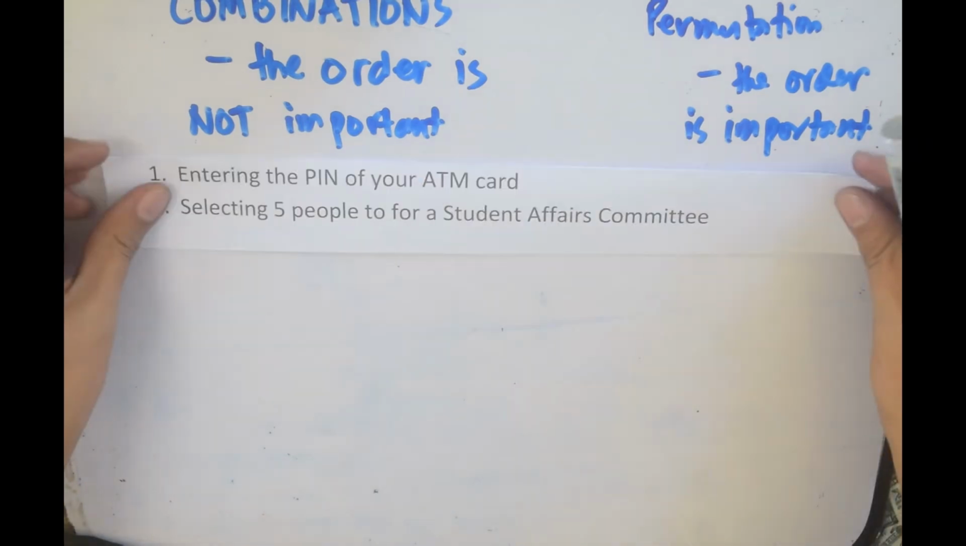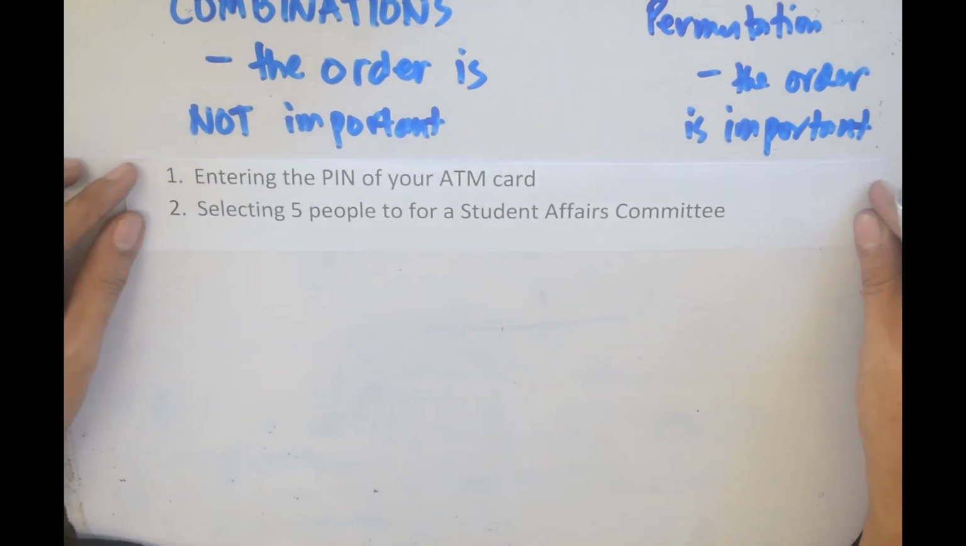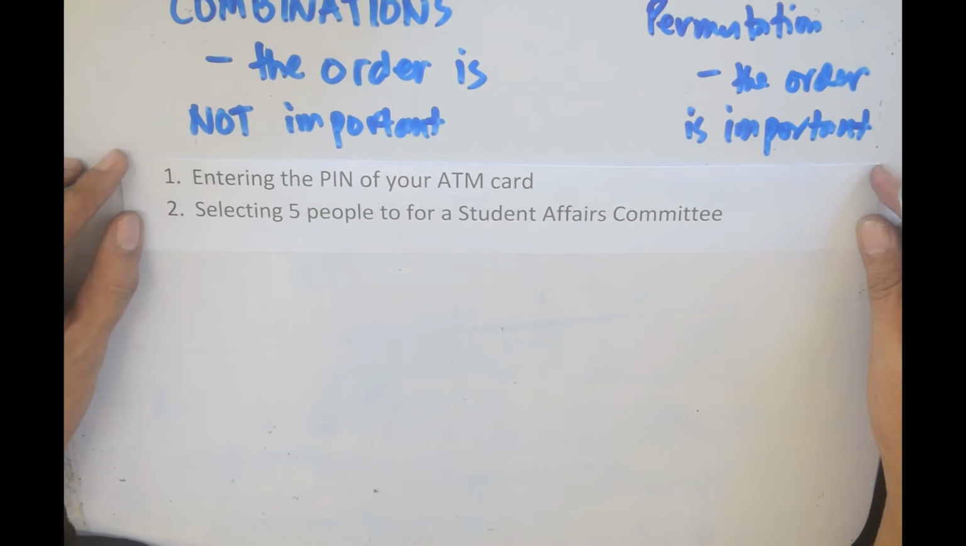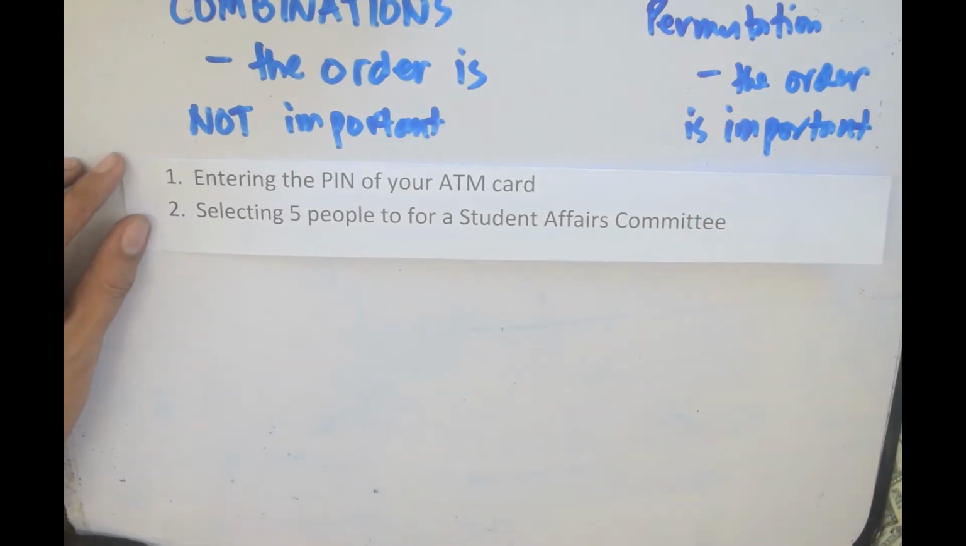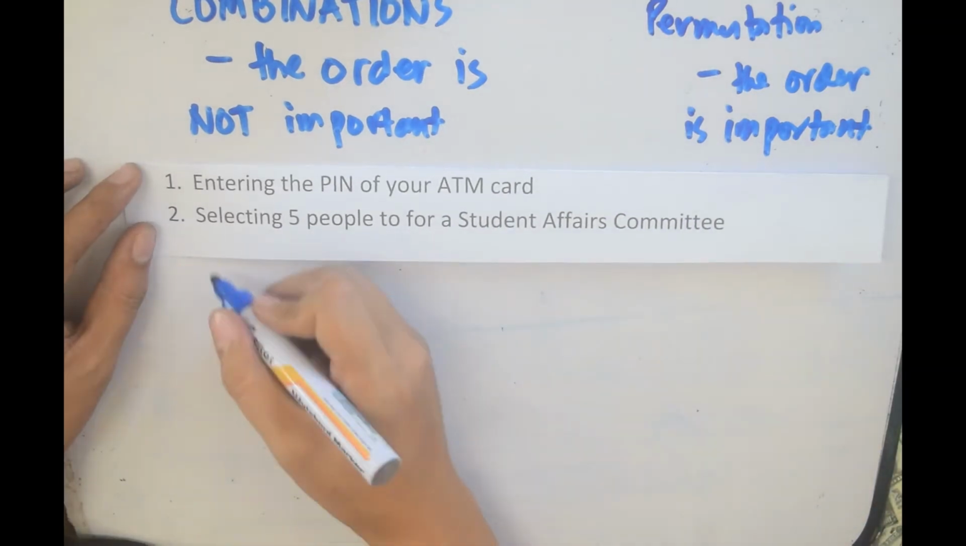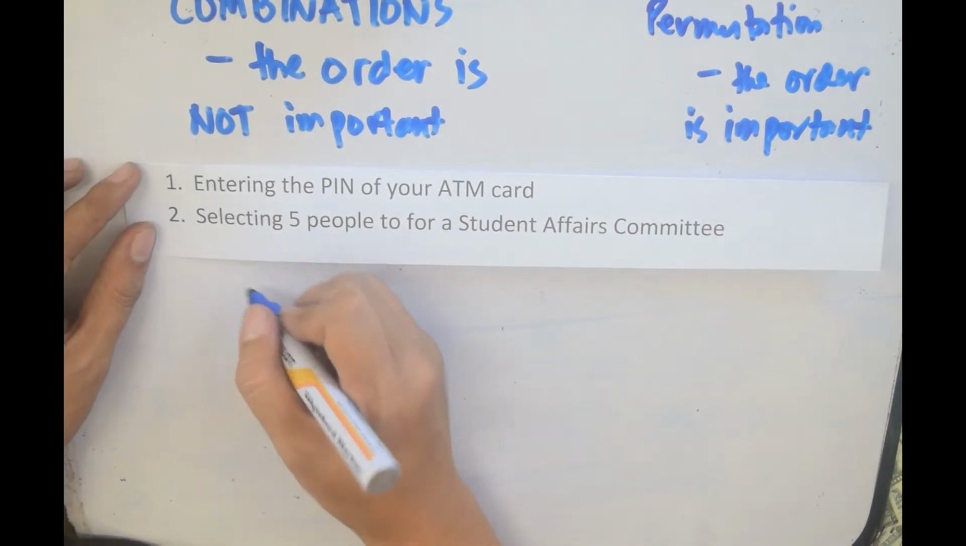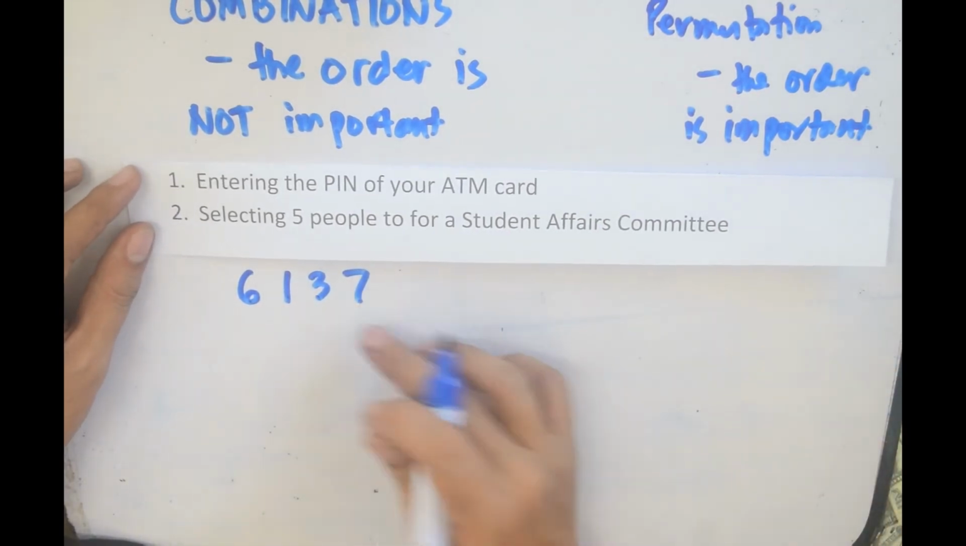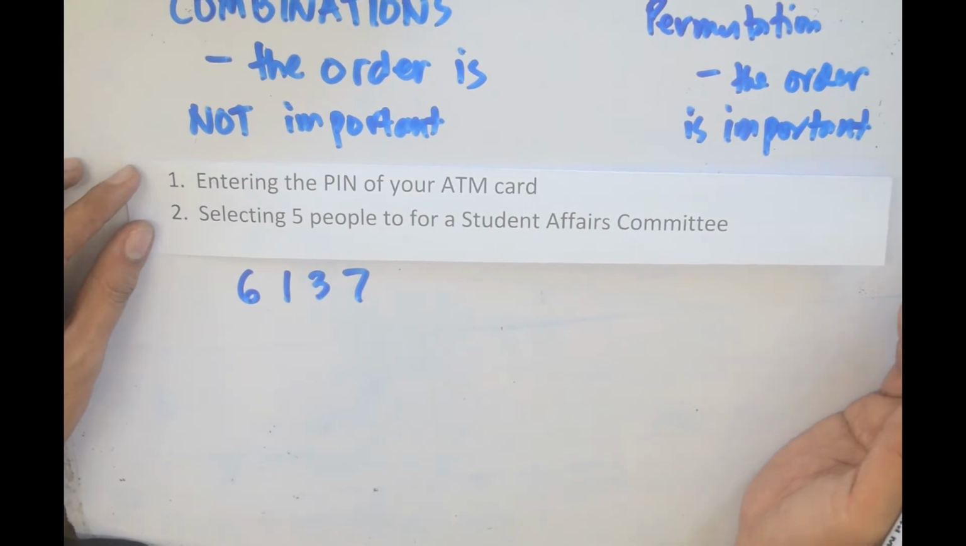Example, you can look at this example, number 1 and 2. What example tells us that the order is important and the order is not important? When you enter the PIN of your ATM card, is the order important? For example, if your PIN, or personal identification number, is 6137. Usually ATM card PINs are 4 numbers, or some have 6, right?